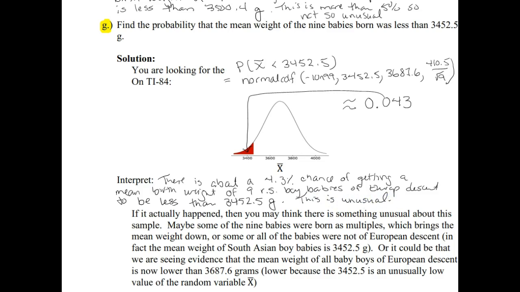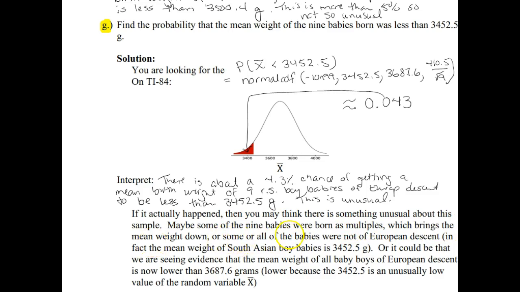So again, it's still pushing us a little bit forward to inferences, but when we see unusual events, we tend to go back and then think about some claim about the distribution and its parameters not being correct. So if this actually happened, if we actually took a random sample of 9 boy babies and got a mean birth weight as low as 3,452.5 grams, you may think that there's something unusual about this sample.